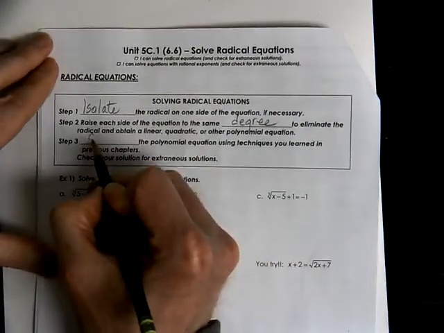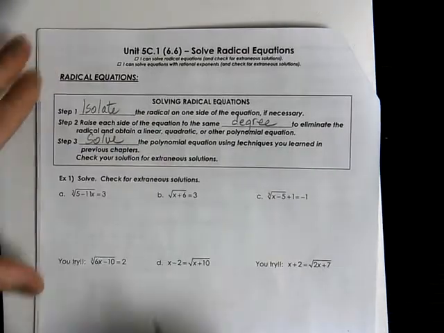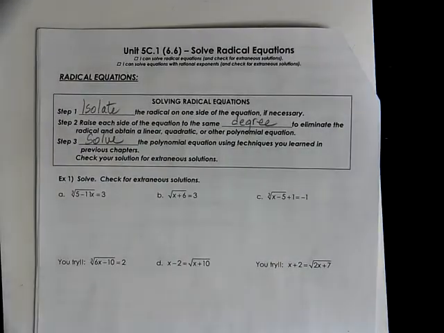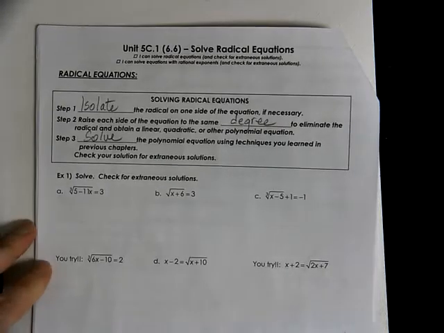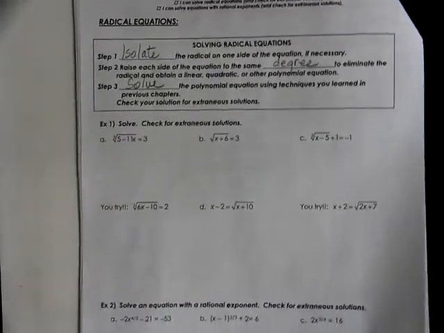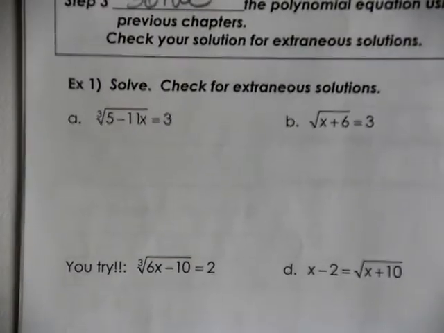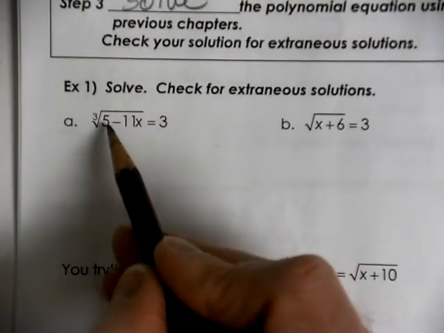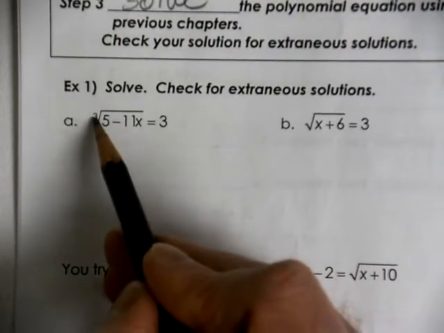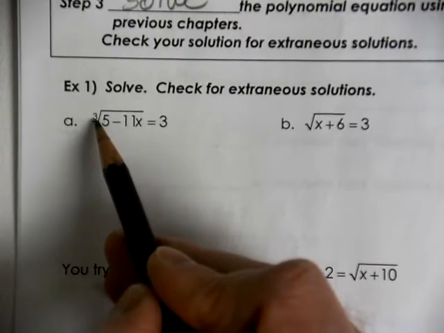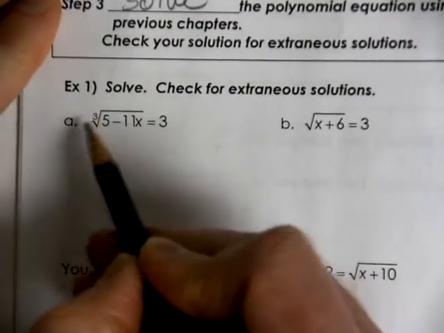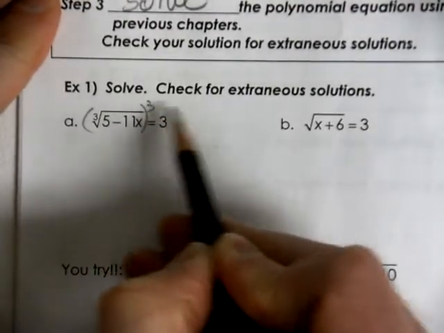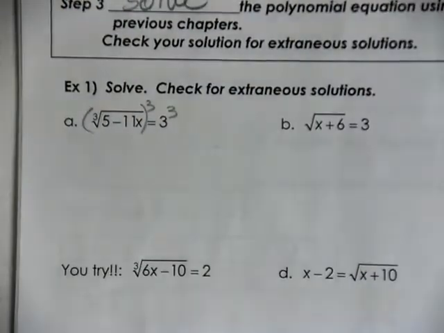Then we're going to solve the polynomial. So we come down to our first example. We see that the radical is already isolated. We recognize that this is a cubed root. So we are going to have to cube both sides of the equal sign.